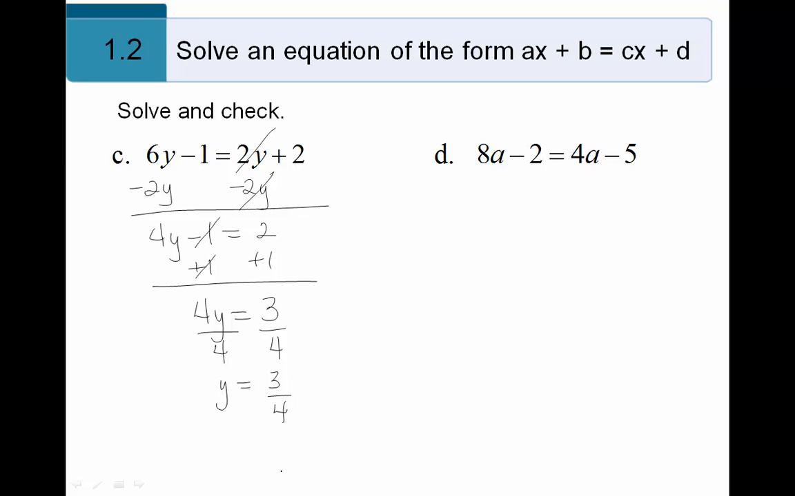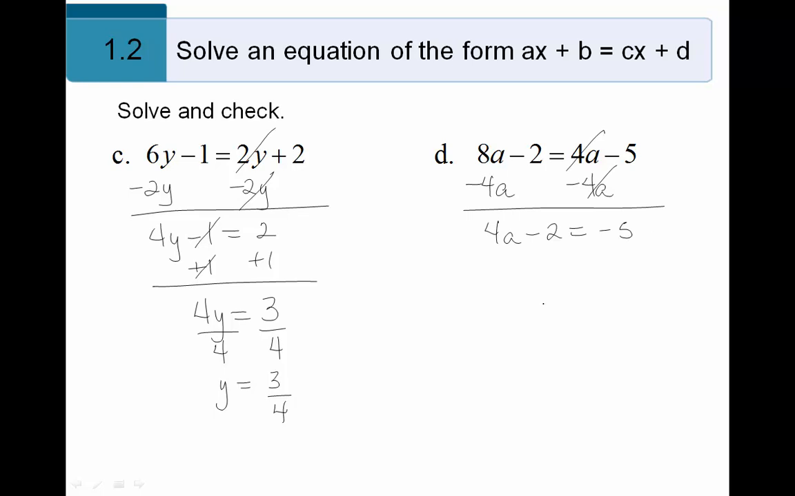To get the variables on the left-hand side, we need to remove the positive 4a from the right-hand side, and to do so, we'll put a negative 4a on both sides. Combining the variable terms, positive 8 and negative 4 is positive 4. So we get 4a minus 2 equals. On the right-hand side, the 4a's cancel and leave a negative 5.